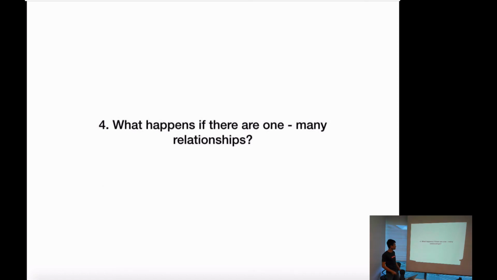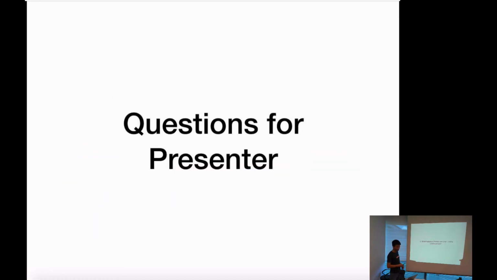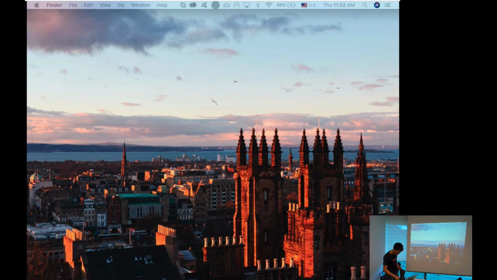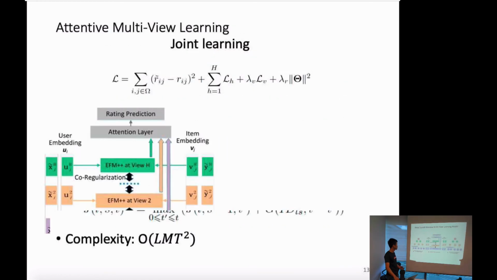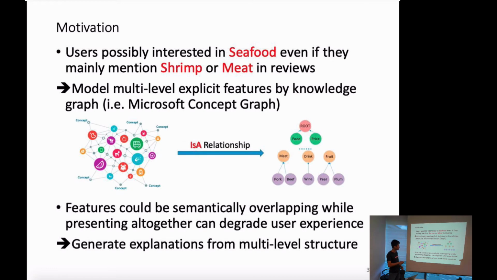Okay, the last one. What happens if there is a one-to-many relationship? I'm sure that it's in my slide. Okay. What the author mentioned is that if a concept has a relationship, they will construct a parent to the children. So if they have multiple relationships like different word terms, they may consider them as two different words. I see. Yeah.